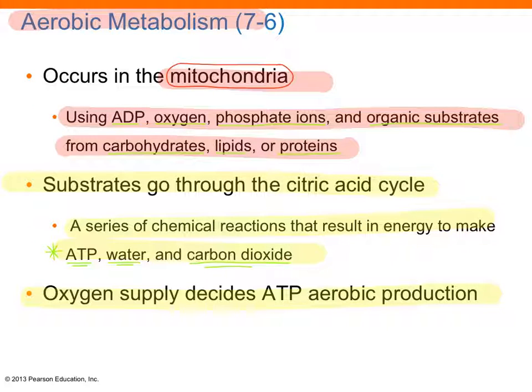Next, we have the aerobic metabolism, or the aerobic energy system. This actually happens in the mitochondria of the cell. That's why we call the mitochondria the powerhouse of the cell. It uses ADP, oxygen, phosphate ions, and organic substrates from carbohydrates, lipids, or proteins. The substrates, the carbs, lipids, or proteins, go through the Krebs cycle, or the citric acid cycle. The series of chemical reactions results in energy to make ATP, water, and carbon dioxide. Oxygen supply decides the ATP aerobic production. So this system is dependent upon oxygen, or O2.